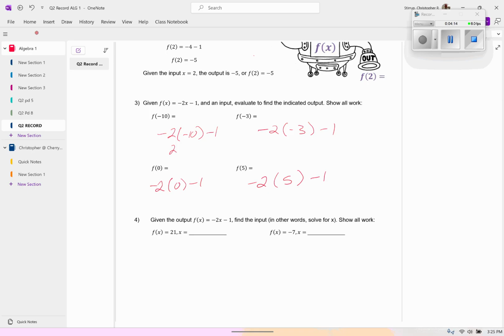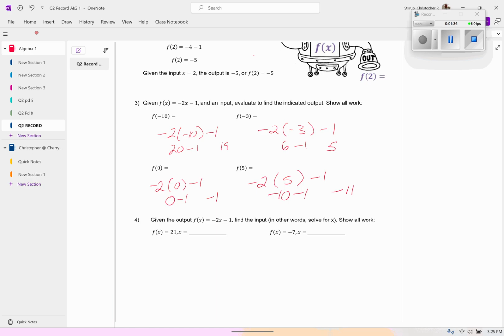So that's going to give me positive 20, because negative times negative is positive, minus 1, so I get 19. This is going to give me positive 6, because negative 2 times negative 3. Subtract 1, so I get 5 for an answer. This is going to give me 0. 0 minus 1 is negative 1. This is negative 10 minus 1 equals negative 11.